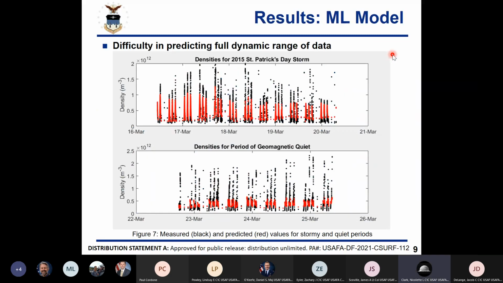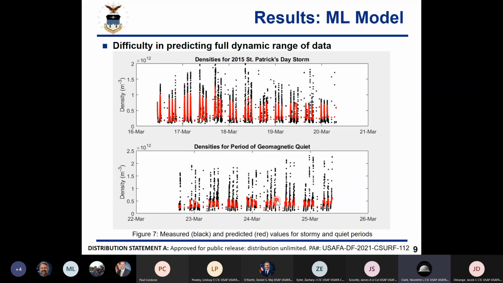What you see here is 2 different things plotted on the same graph. In black, we have the actual densities that were measured by the IMESA instrument. And in red, we have the densities that were predicted for those exact same times and locations by our model. And what you see here in this upper plot is that during the stormy period of time, our model was not predicting the full spread of data points, but it was predicting a wider spread than it did during the period of geomagnetic quiet. So it didn't do a very good job at all in this period of geomagnetic quiet. Didn't capture those peaks in the density.